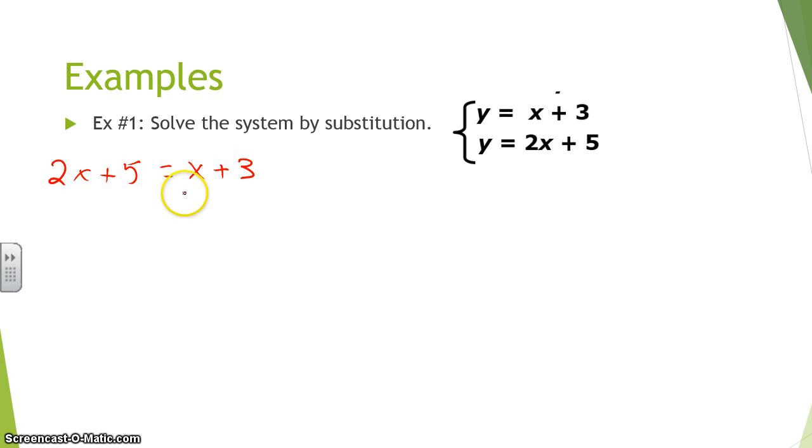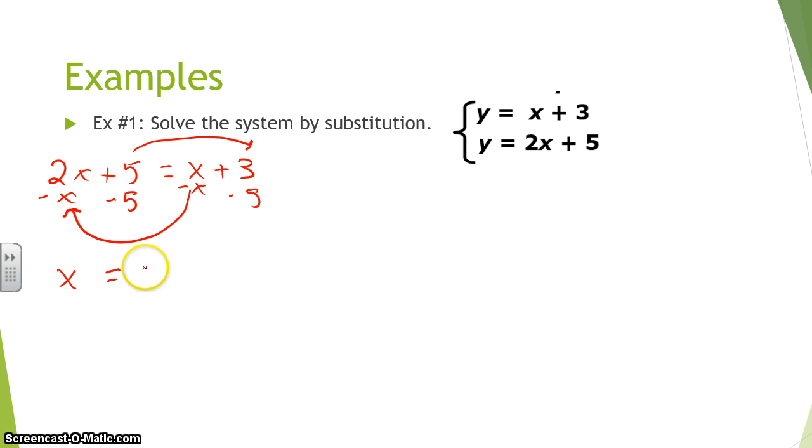And I set it up like this because we're now going to be able to solve for our variable x, and once we find x, we can substitute that value into one of these equations to help us find our y. So let's do this. Let's take our 5 and bring it over to the 3. So we're going to subtract 5 from each side. And we're going to take this x here and move it to the left side by subtracting x from each side. 2x minus x is going to give me x equals 3 minus 5, which gives me negative 2.